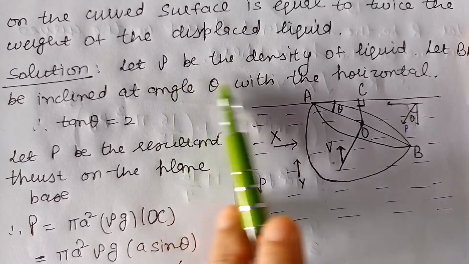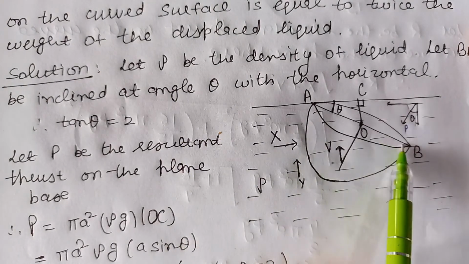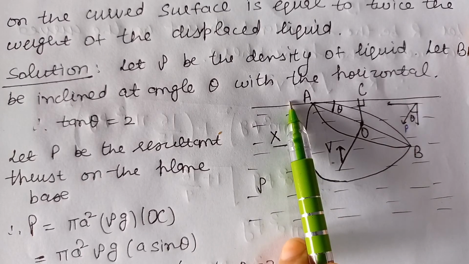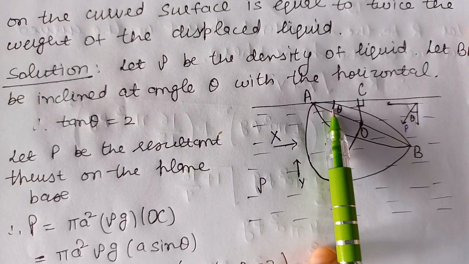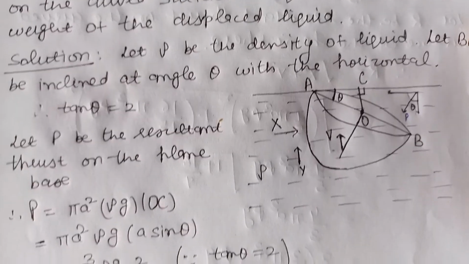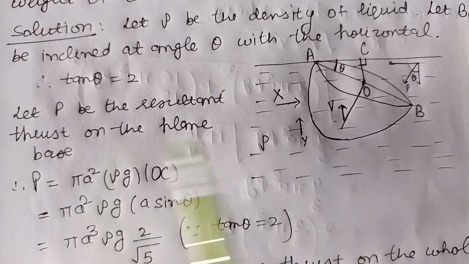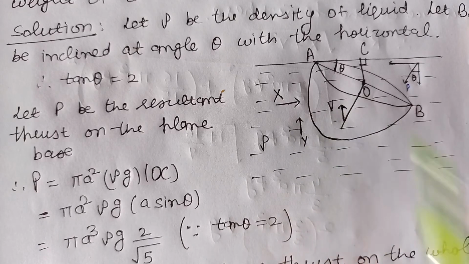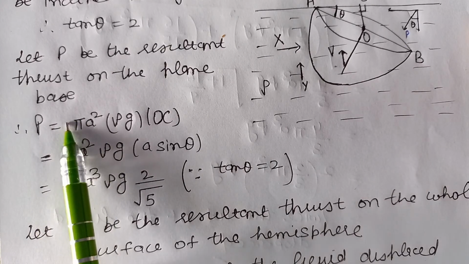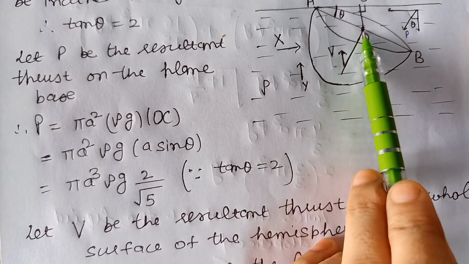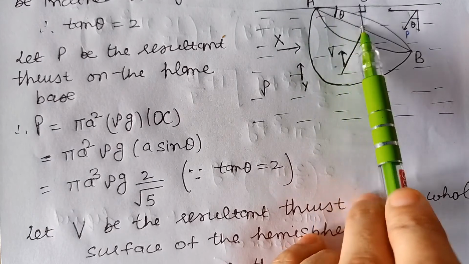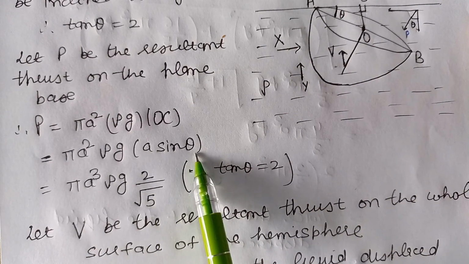Let us take rho as the density of the liquid. This length BA is inclined at an angle theta with the horizontal, and because we are given theta is equal to tangent inverse 2, tangent theta will be 2. Let us take P as the resultant thrust on the plane base of this hemisphere. By definition, this is given by area of the base into rho into g into this length OC. OC we can find from this triangle OAC, which becomes a sine theta.